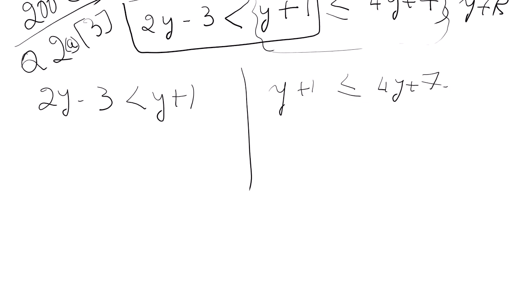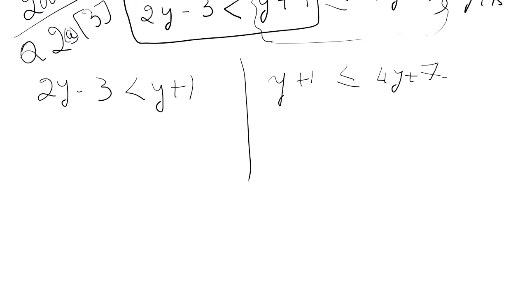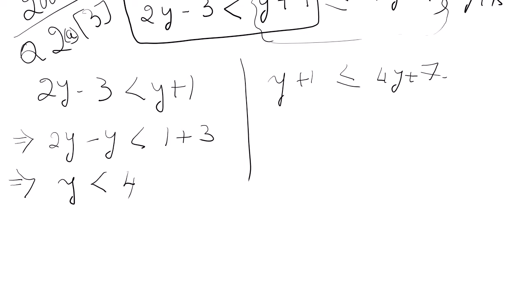Okay, so now this implies 2y minus y is less than 1 plus 3. This y comes this side minus, and minus 3 goes that side, becomes plus 3. So now this implies 2y minus y is less than 4. Okay, 2y minus y is y and less than 1 plus 3 is 4.